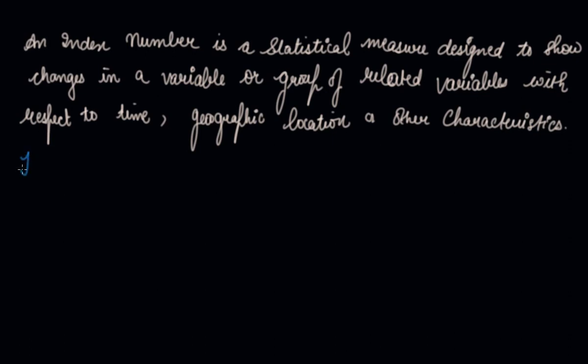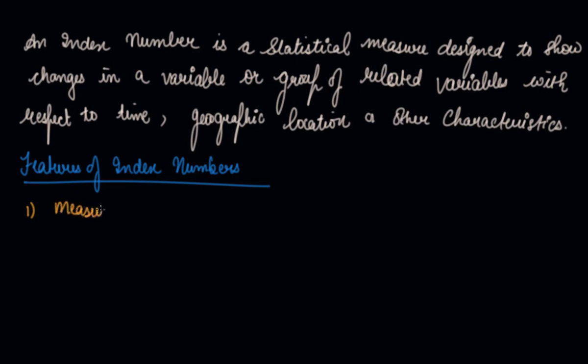Now what are the features of index numbers? Number one is measures of relative change. Index number measures relative change or the percentage change in the variables over time. For example, let's take the index number of price. It's not simply a statement of price at different dates. It presents an estimate of percentage change in the price over the year.